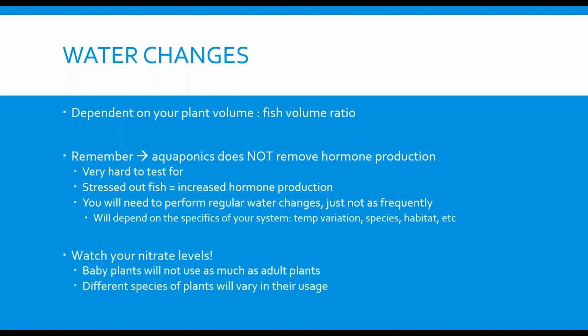And again, you really want to watch your nitrate levels. At high levels, nitrates can be just as toxic as ammonia. If you are taking out plants for harvest, those little baby plants that you put back will not use as many nutrients. And again, different species of plants will vary in their usage of nitrates. So it's best to kind of play around with it a little bit, but once you find that sweet spot, try to keep everything as level as possible.